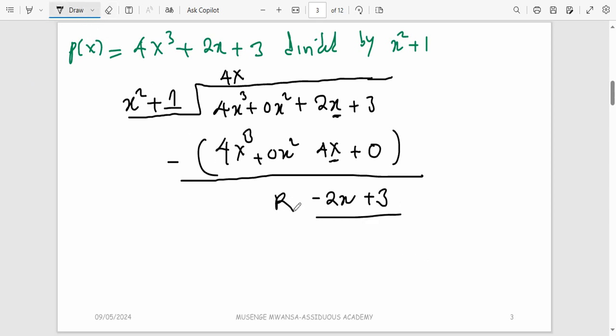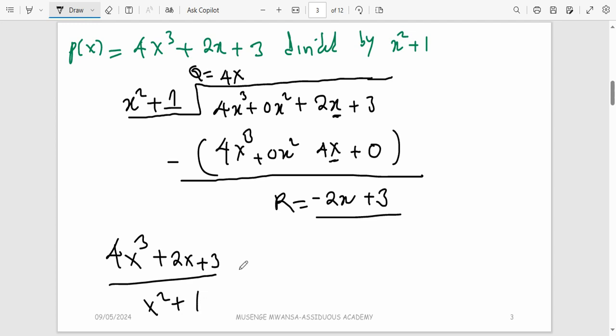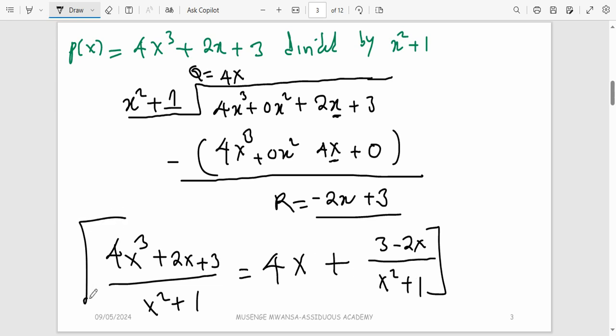What we have found here is the remainder, and what is on top here is the quotient. Therefore, 4x to the power 3 plus 2x plus 3, if you divide it by x squared plus 1, the answer is going to be 4x. That's the quotient. And then the remainder is going to be 3 minus 2x. Don't get confused because I've started with 3. Always divide by the divisor, which is x squared plus 1. So this is how you write it.